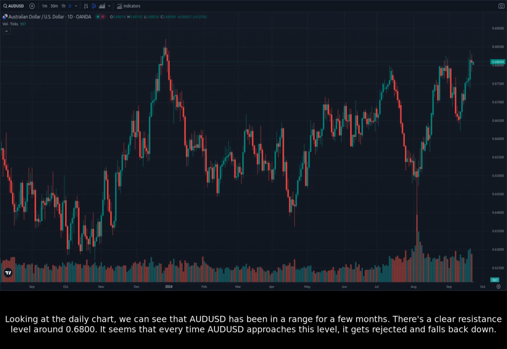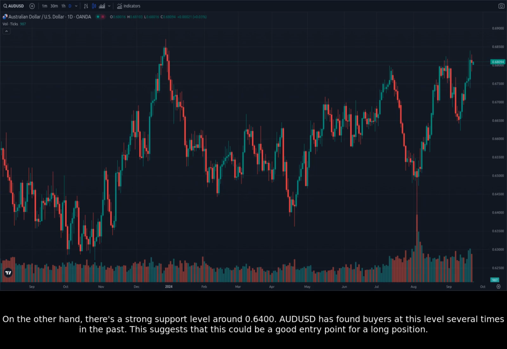Looking at the daily chart, we can see that AUDUSD has been in a range for a few months. There's a clear resistance level around 0.6800. It seems that every time AUDUSD approaches this level, it gets rejected and falls back down. On the other hand, there's a strong support level around 0.6400. AUDUSD has found buyers at this level several times in the past.